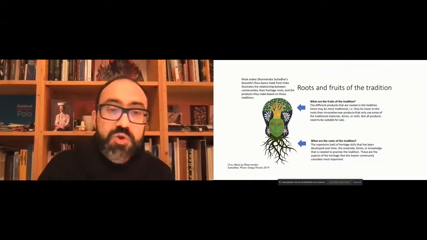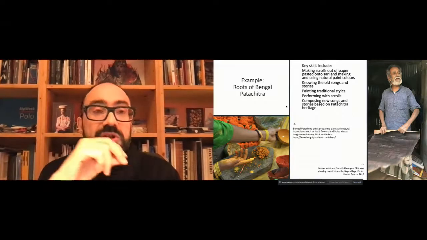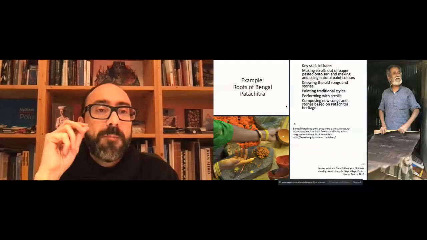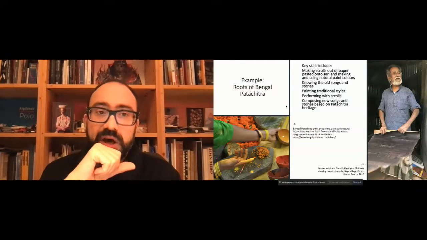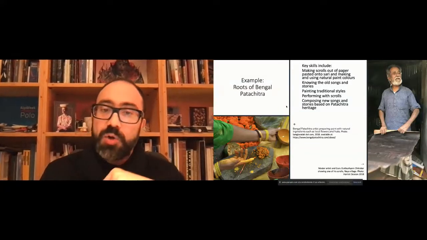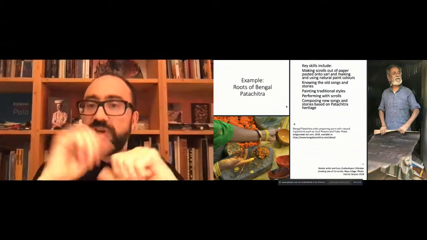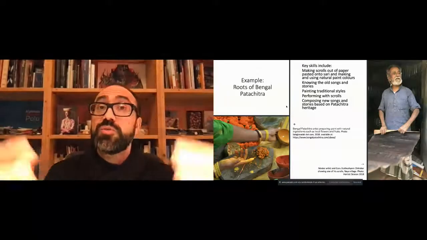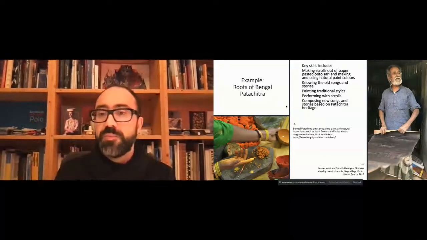Let me make an example. I will use a tradition on which I already gave some examples, called Bengal Patachitra. West Bengal is a part of India. Here you have a very traditional artist, a master artist and guru, Tukusham Chitrakara. He is a guru, meaning that he transmits knowledge to new generations. So he's an older and well-respected member of the community.